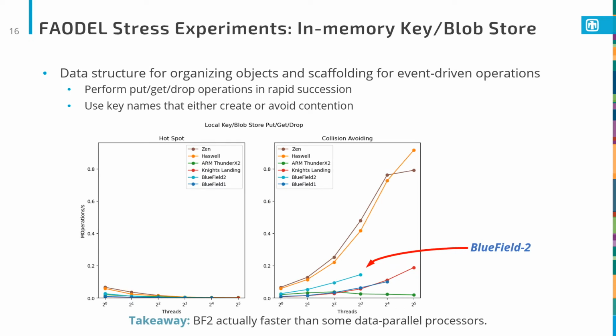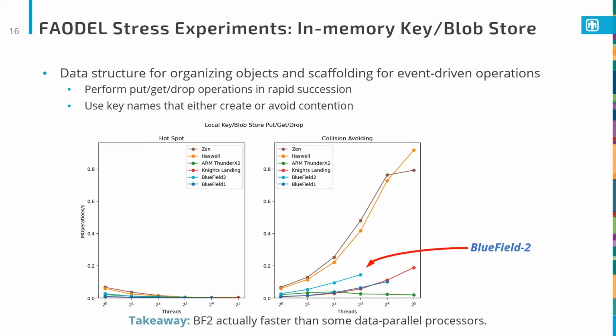The second set of Feodal Stress tests that I want to talk about today examine how quickly threads can interact with an in-memory key blob data structure. These data structures are a critical part of data management services and provide both a hash map to store objects and the scaffolding by which we perform event-driven operations in Feodal. In this test, workers perform put, get, and drop operations in rapid succession and use key names that are deliberately picked to either create or avoid contention.